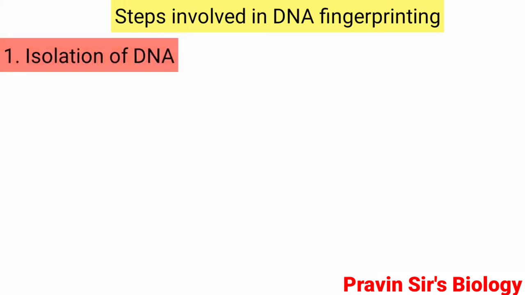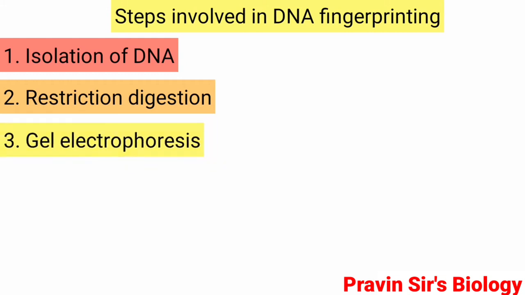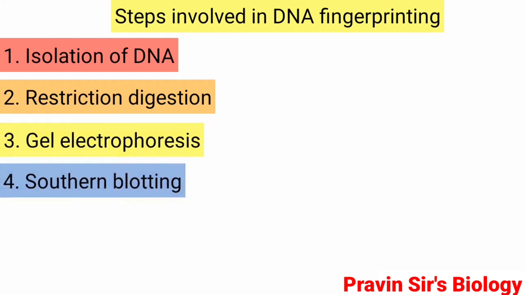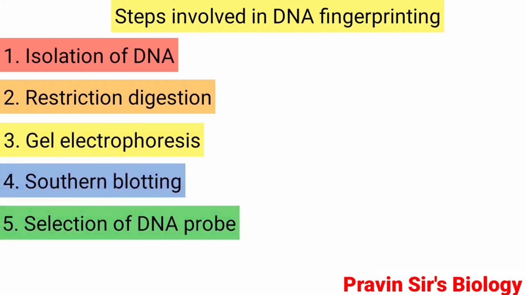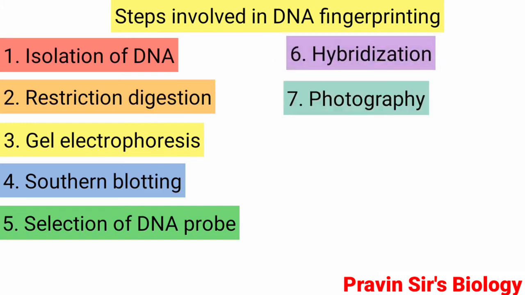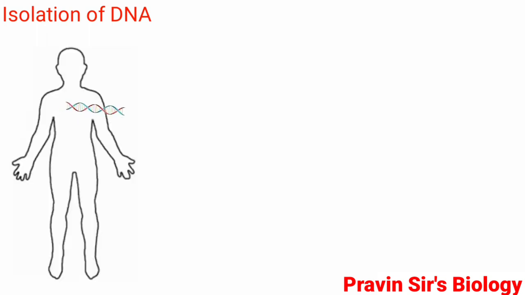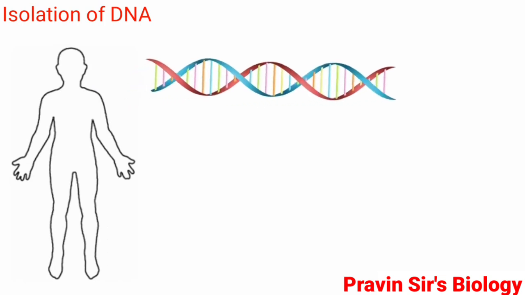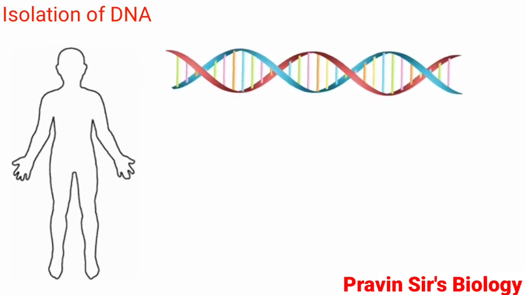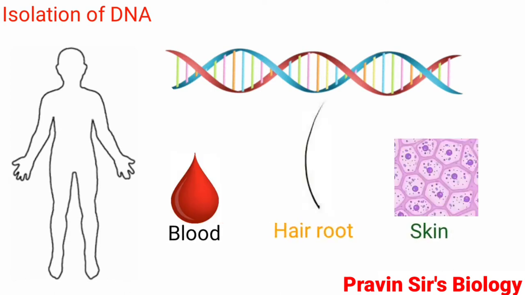isolation of DNA, restriction digestion, gel electrophoresis, Southern blotting, selection of DNA probe, hybridization, and photography. Isolation of DNA. The DNA must be recovered from the cells or tissues of the host. A small amount of tissue like blood, hair roots, or skin is required.